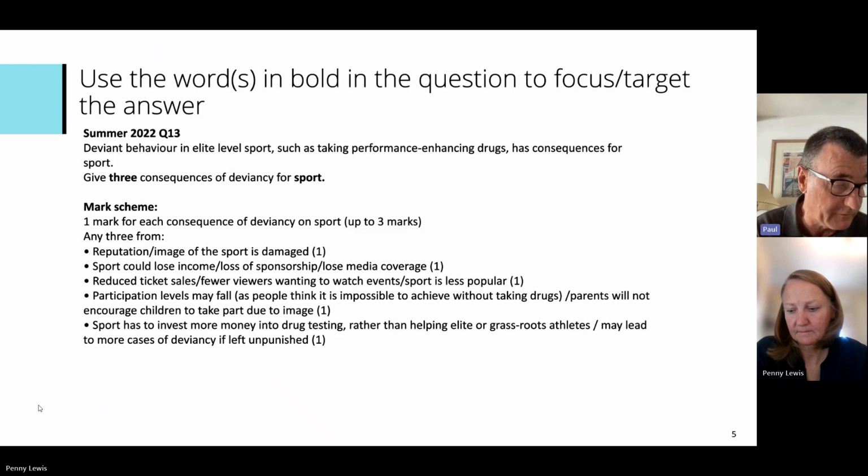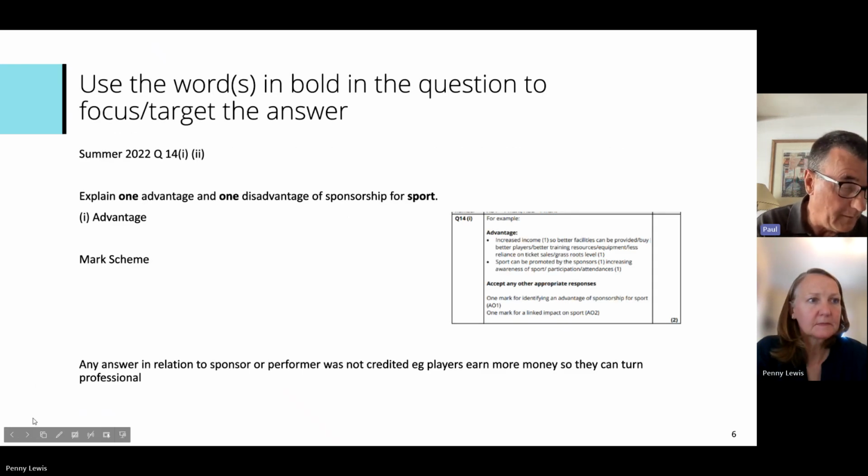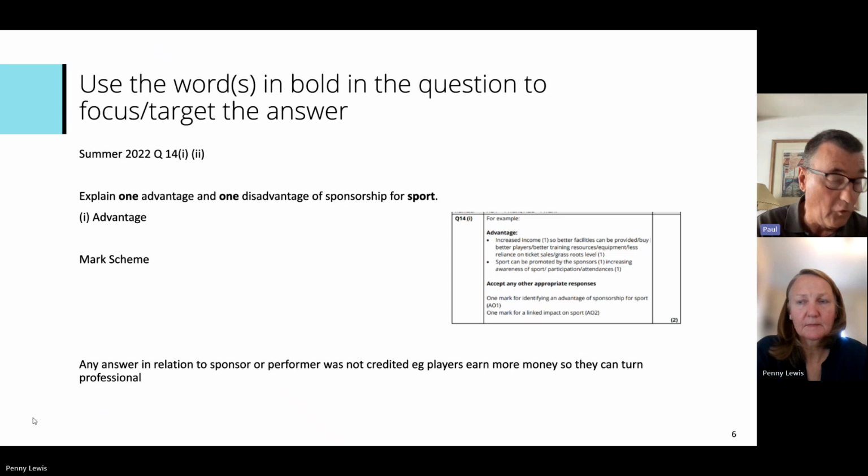The possible answers are on the screen now. You can see that all have an impact on the sport. For example, sport may lose sponsorship money, or fewer people will watch the sport. Another example from the same paper is question 14, 1 and 2, where candidates were asked to explain 1 disadvantage and 1 advantage for, again, sport, which was highlighted.